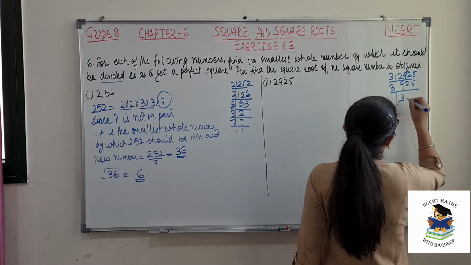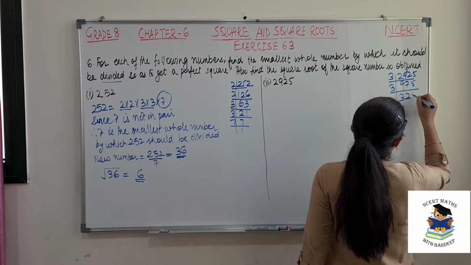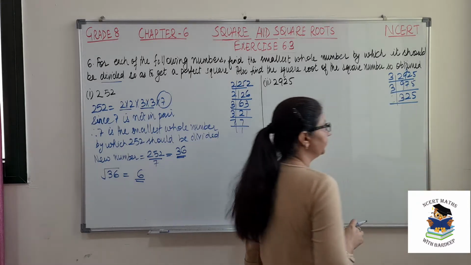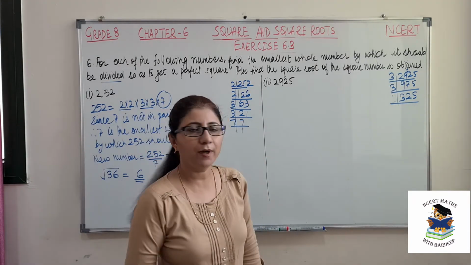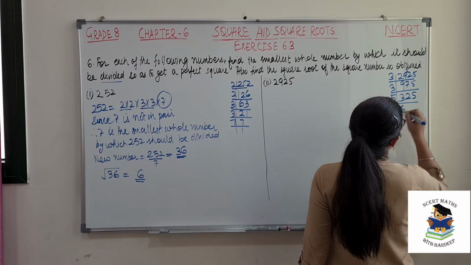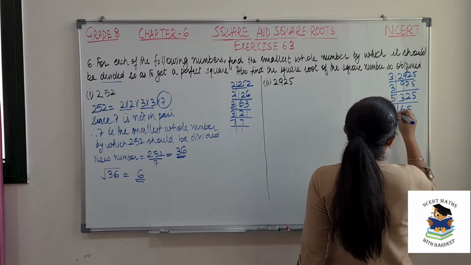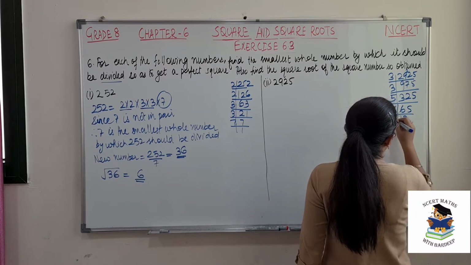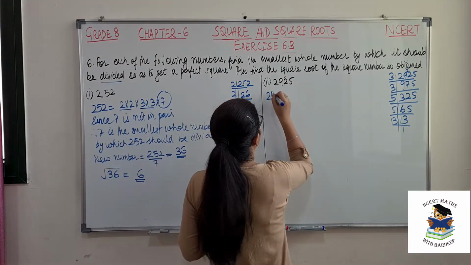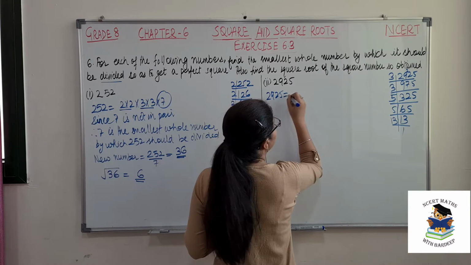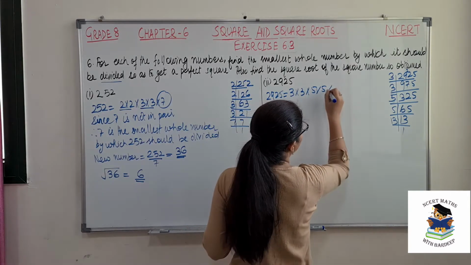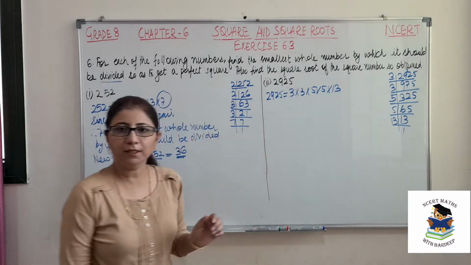Then again we can check with 3. So 3 3s are 9, 3 2s are 6 and 3 25. So now the table of 3 will not go. Okay, since this is ending with 5, we will divide this number by 5. So 5 6s are 30 and then 5 again. So 13 5s are 65 and these are the factors. So we will write 2925 is equal to 3 into 3 into 5 into 5 into 13.